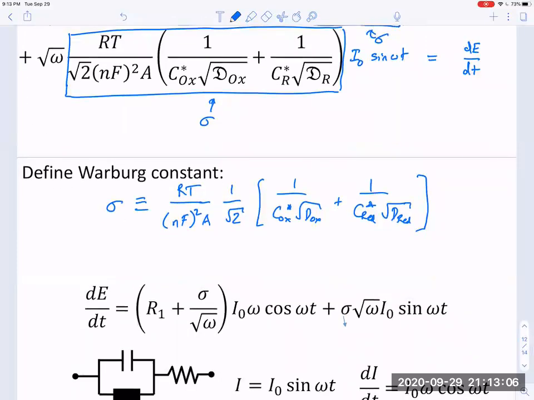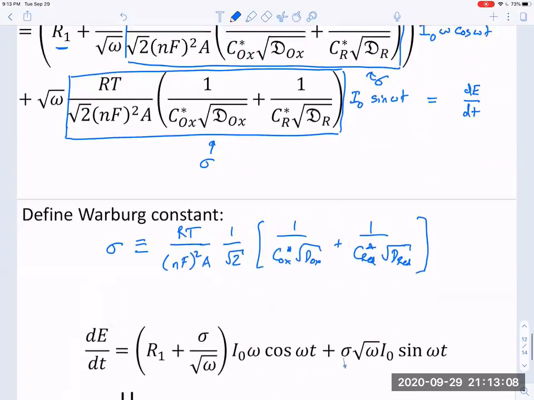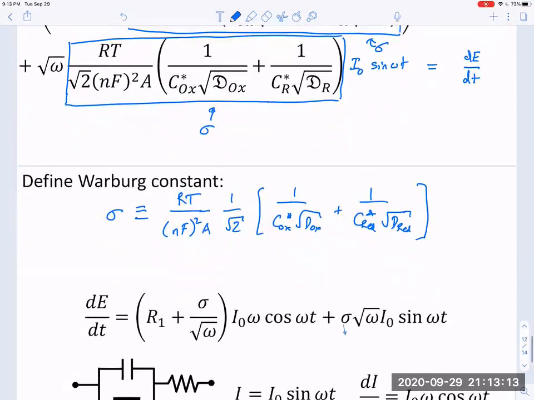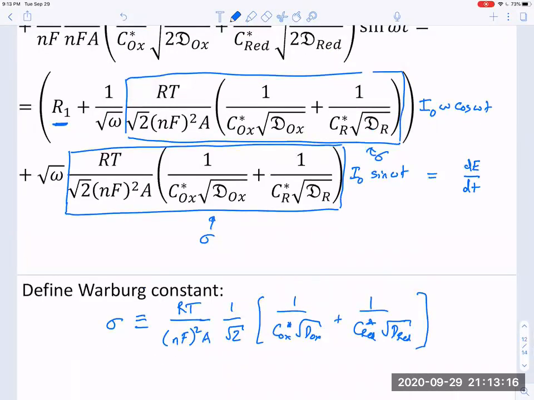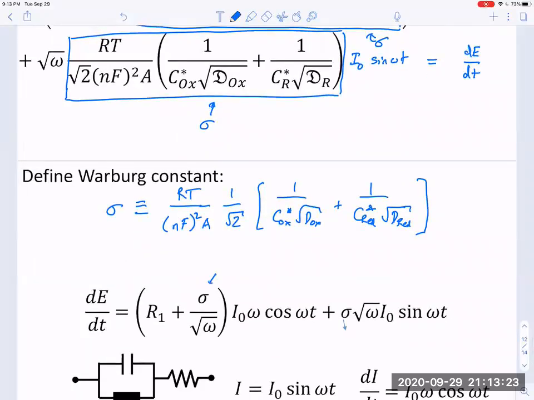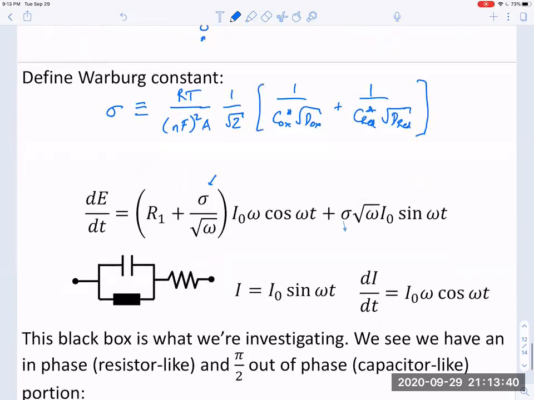So basically we're saying the change in the voltage with respect to time is going to be this R1 term plus our sigma, our Warburg constant, divided by the square root of omega. That's where it's coming from. So this portion is multiplied by I0 times omega cosine omega t. And then we also have plus our Warburg constant multiplied by, instead of divided by the square root of omega, the square root of omega, and then I0 sine omega t, right?